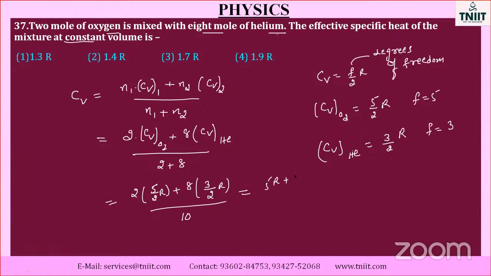So it is 5 R plus 4 3s are 12 R divided by 10, which is equal to 17R by 10. What is 17R by 10? It is 1.7 R. So option 3 is the right answer. Here actually the problem is tough, students. You have to remember the value of CV, because without remembering the value of CV, you can't calculate anything. So the general formula for CV is F by 2 into R.